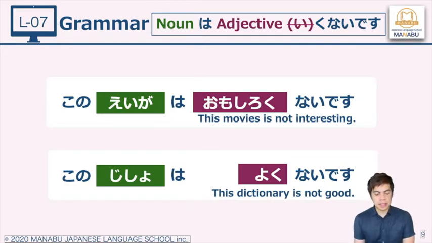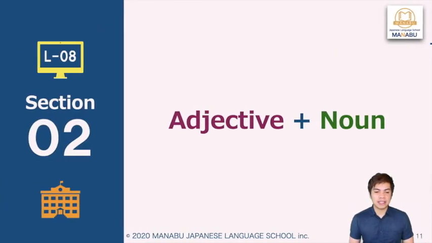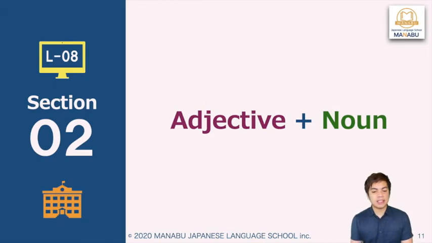Next example is kono jisho wa yokunai desu. The positive form of the sentence is kono jisho wa ii desu. And the negative form of ii: we use yoi, then add kunai, yokunai. And our second grammar point is adjective plus noun.